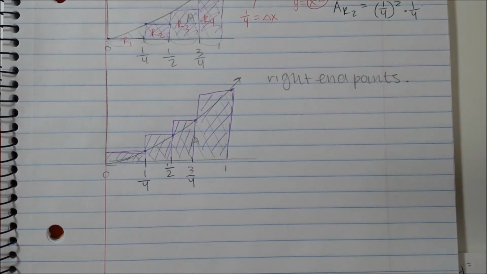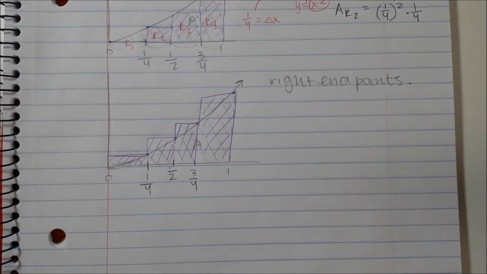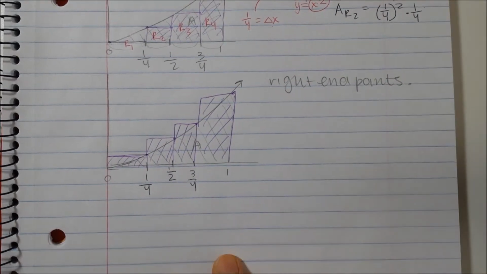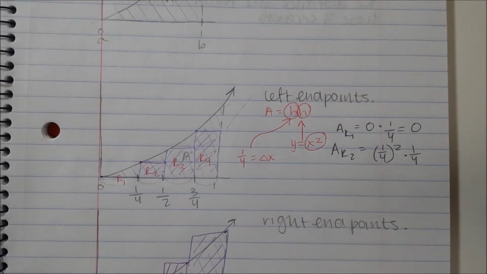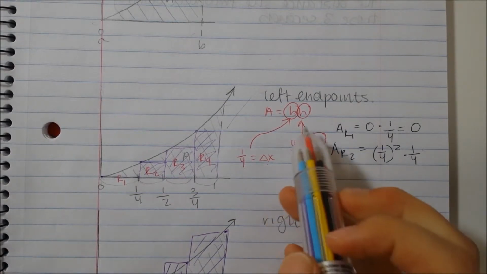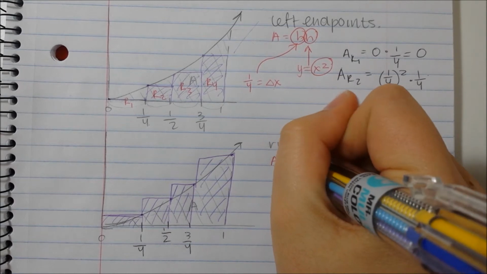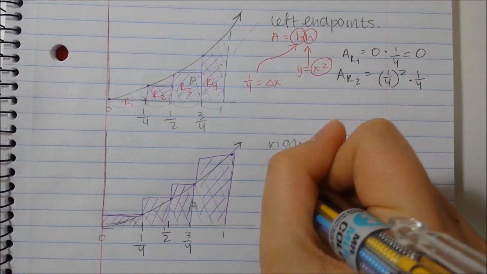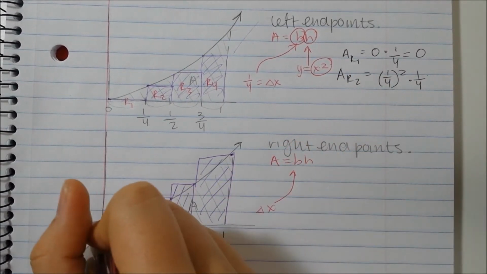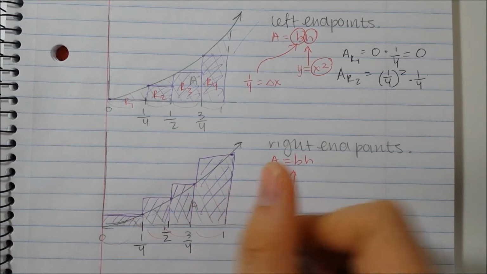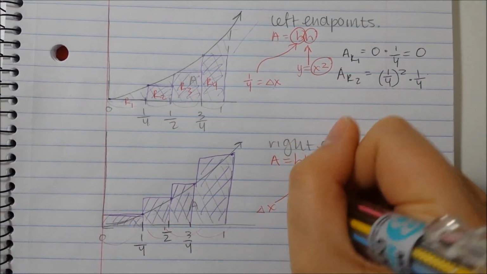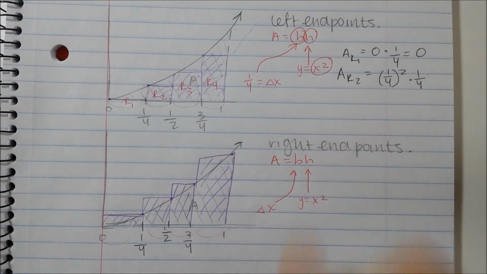And that is how you do the right endpoints of a graph. So to solve for the area of the estimate of the bounded region, remember it's area equals base times height. That doesn't change no matter where you go. So A equals base times height, and base will be the rate of change of x, which is still 1/4, and then times the height, which is still y equals x squared.